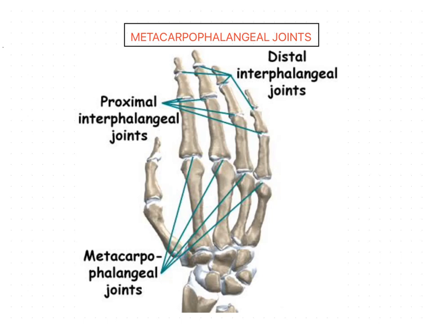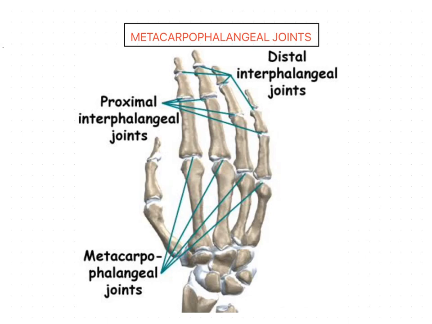Dear students, welcome back. In the previous session, we discussed the metacarpophalangeal joints. Now, in this session, we are going to discuss the metacarpophalangeal joints. There are 5 metacarpophalangeal joints. Now, we are discussing the second, third, fourth, and fifth metacarpophalangeal joints.